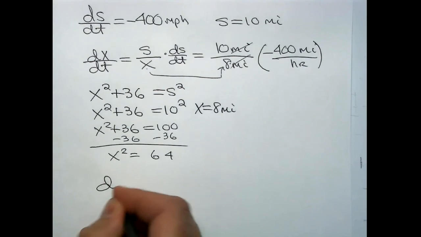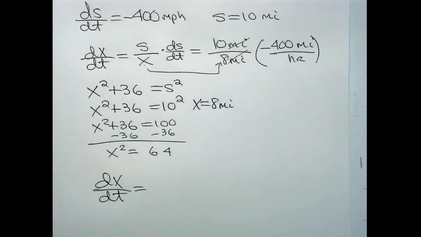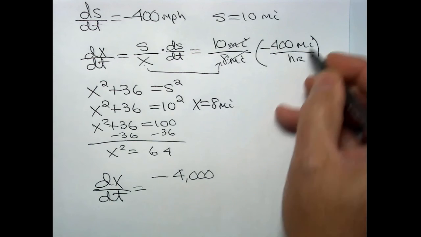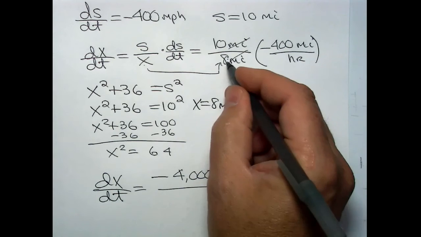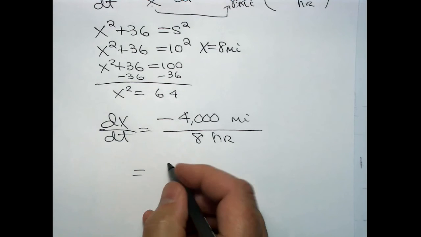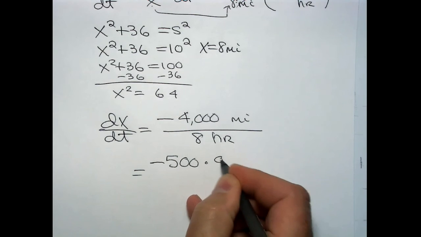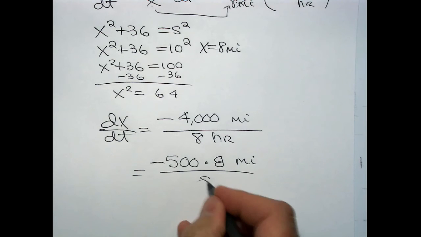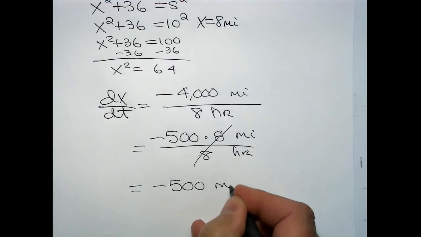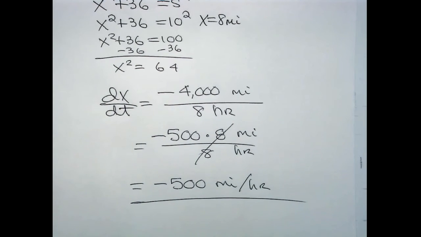So what's dx/dt going to be? dx/dt is minus 4,000 miles over 8 hours. That would be minus 500 multiplied by 8, that's your 4,000, divided by 8 hours. The airplane is moving at minus 500 miles per hour. How could it be moving at minus 500 miles per hour, right? You'd never see a negative speed on your speedometer. So let me see why that's happening.